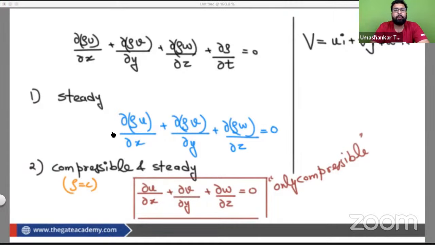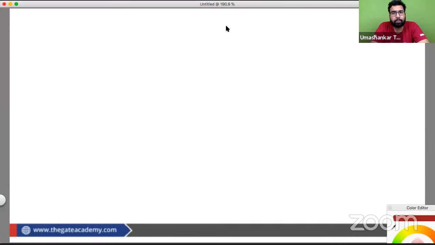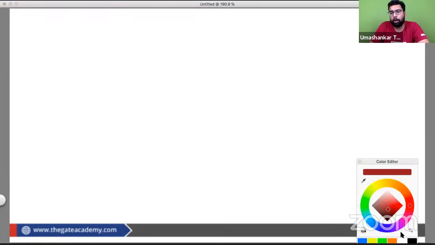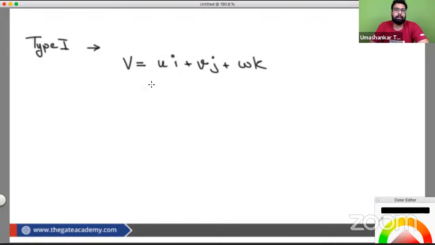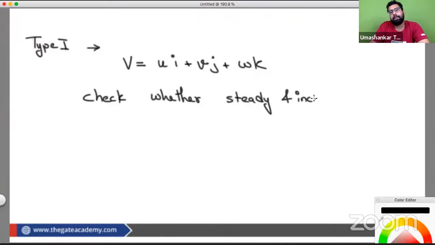Now, if you see the questions of fluid kinematics from this zone, you will see two kinds of questions. Let's suppose type 1 question. They will give you some u, some v, some equation like this, and they will ask you to check whether the flow is steady and incompressible or not.